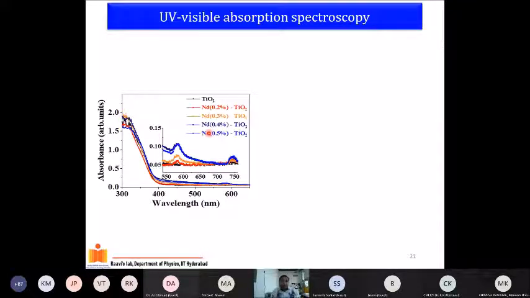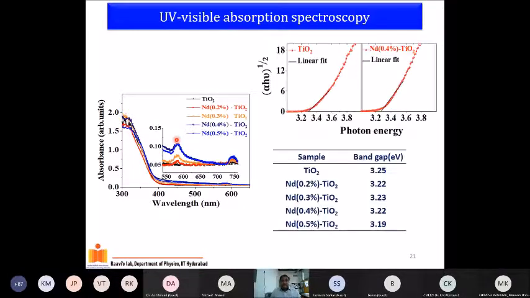An important point to visualize is that when you start looking in the visible region, you observe small peaks which correspond to the neodymium, which says that the neodymium is indeed allowing your material to absorb in the region where your pure titania doesn't absorb. So they should have a change in the band gap. How do you actually calculate the band gap? That is by using your Tauc plot.